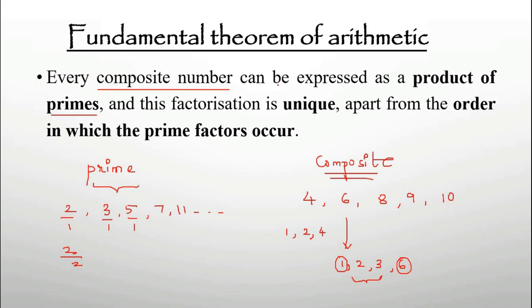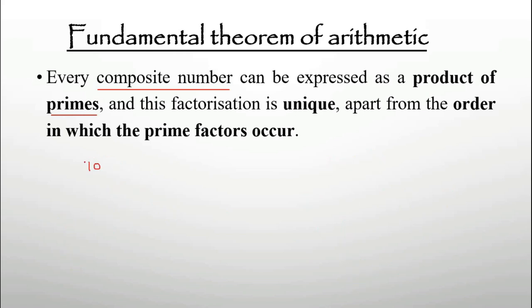Every composite number can be expressed as a product of primes. So let me take an example over here. I have this 10, which is a composite number, which can be expressed as a product of prime numbers. That is, 10, I can write it as 2 times 5. 2 is a prime number, 5 is a prime number. And the product of these two prime numbers gives me the composite number 10. This is what it means that every composite number can be expressed as a product of primes.